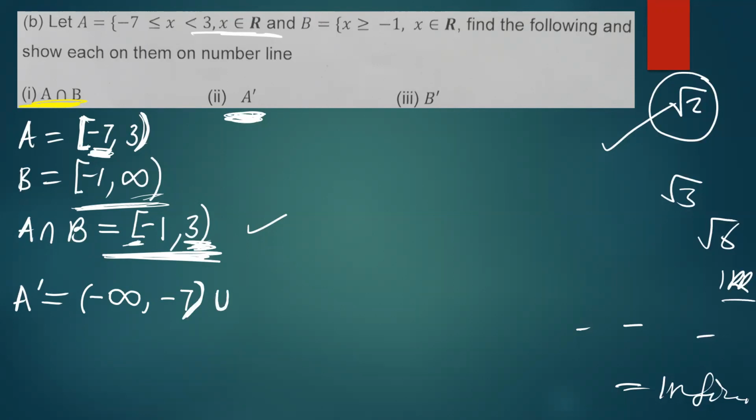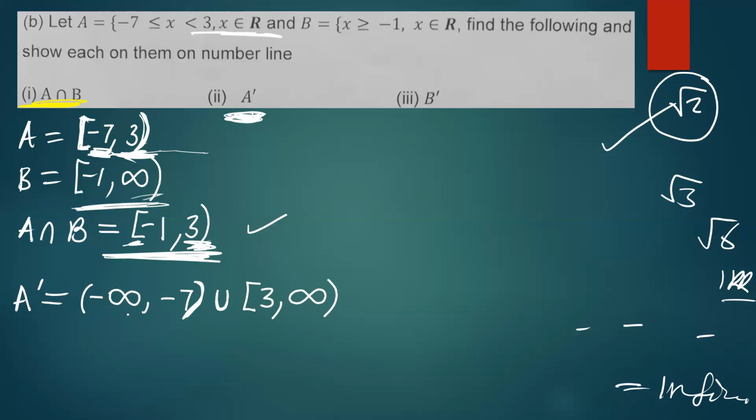The reason why I'm writing union is because I also have numbers that are above 3, which are not in A, but they are in the universal set. So I'm going to write union to show that I'm adding another set to this side. So am I supposed to open or close at 3? I'm supposed to write a closed bracket because 3 is not part of set A, meaning it's going to be part of the complement. And then we say comma, positive infinity. So this is our A complement.